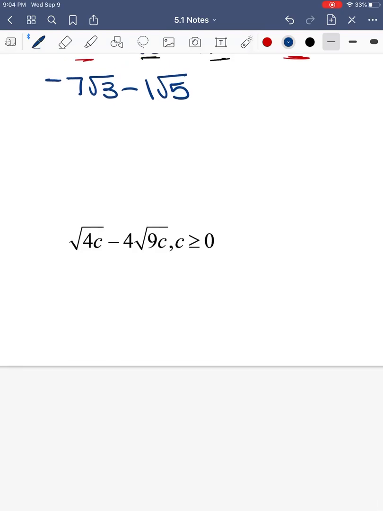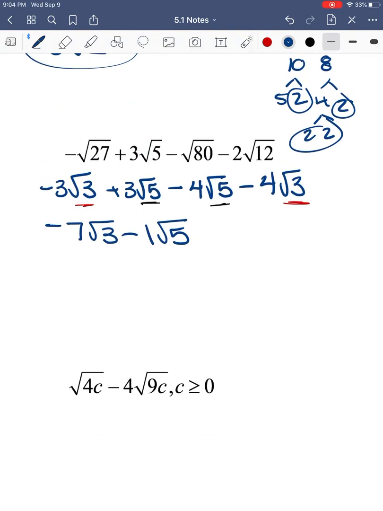All right, and our last example has a variable in it. Variables, again, things are treated the same way with adding and subtracting. It has to be perfectly identical underneath my radical in order for them to be added together. So to simplify, square root of 4 is 2, and I'm left with root of c, minus square root of 9 is 3, so 12 root of c.